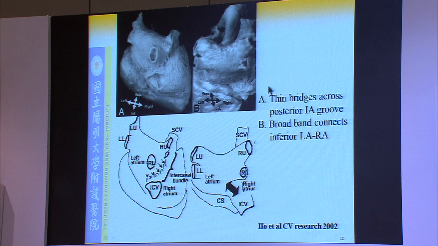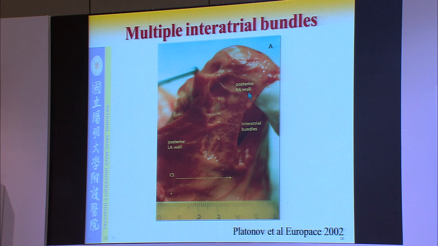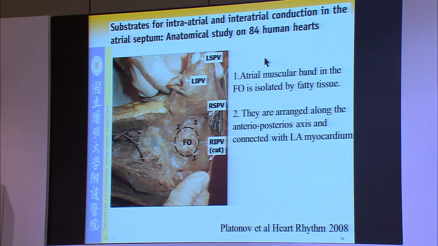Okay, so in this paper, they also show multiple inter-atrium bundle connections between the posterior wall of the left atrium and the right atrium. You can see many bundles here. Okay, the last type is the connection from the fossa ovalis to the right superior pulmonary vein.